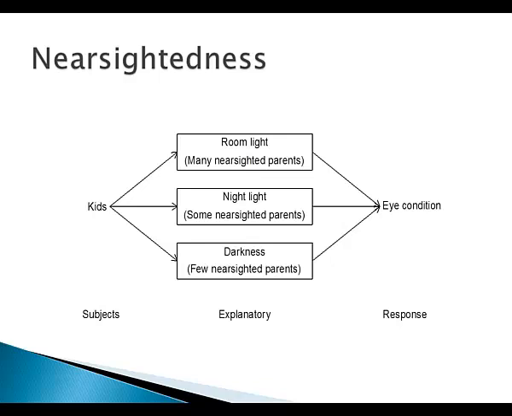And as it turns out, nearsightedness is highly genetic, meaning that parents who are nearsighted are much more likely to have nearsighted children. So as it turns out, the nearsightedness of the parents potentially explains why we see an association between the amount of light in the room and a child's eye condition later in life.